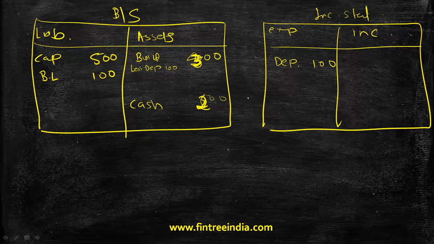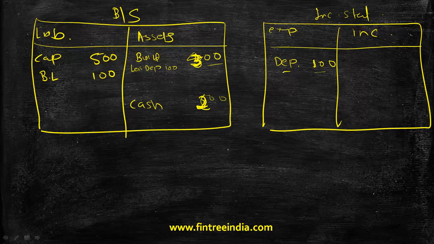Now see a very important difference here. Depreciation was shown as an expenditure, which is 100. The second effect that we gave is that we did not reduce the amount of cash. But on the same balance sheet asset side, we went and reduced the value of the asset.